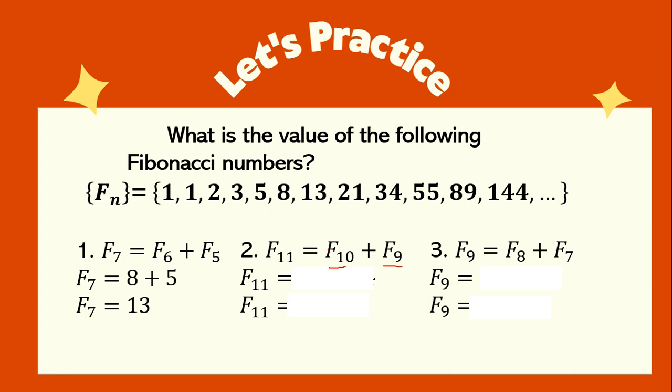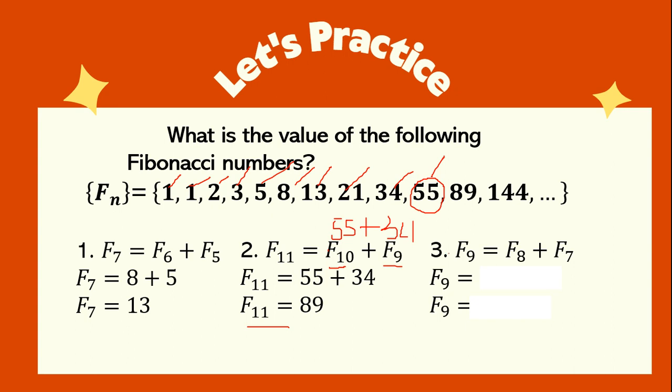So count the 10th generation here: 1, 2, 3, 4, 5, 6, 7, 8, 9, 10. So the 10th generation is 55, and before 55 is 34. So 55 plus 34 is 89. So that is the 11th generation.